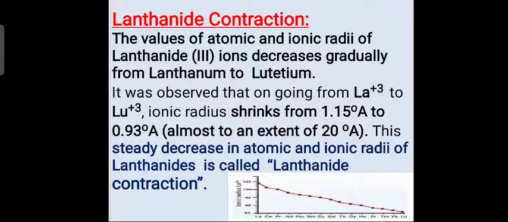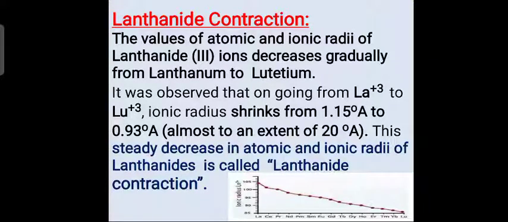It was observed that on going from lanthanum 3+ to lutetium 3+, the ionic radius shrinks from 1.15 angstrom to 0.93 angstrom. This steady decrease in atomic and ionic radii of lanthanides is called lanthanide contraction.